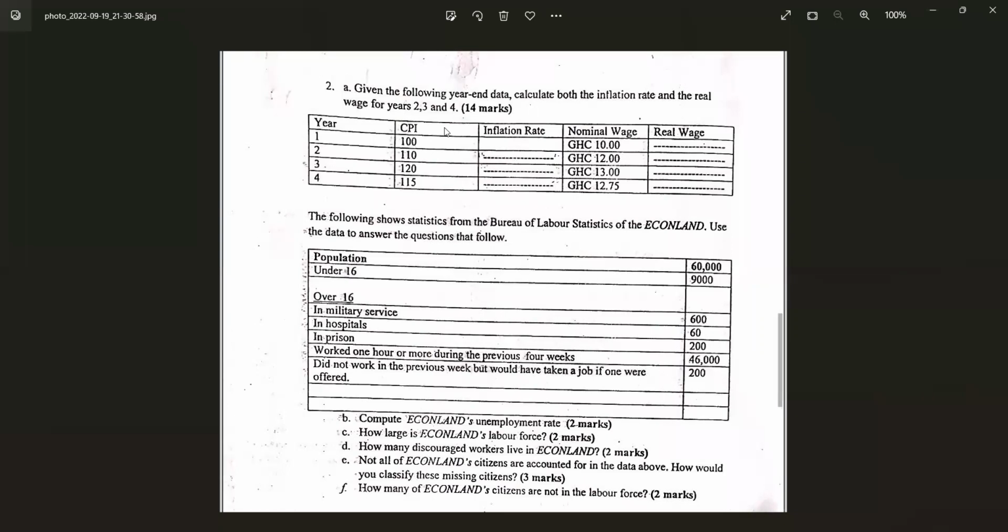Okay. So how do you compute real wage? When we get a real wage, we can compute inflation rates. Okay, so if I'm saying that, how do you compute real wage when we have nominal wage and CPI?